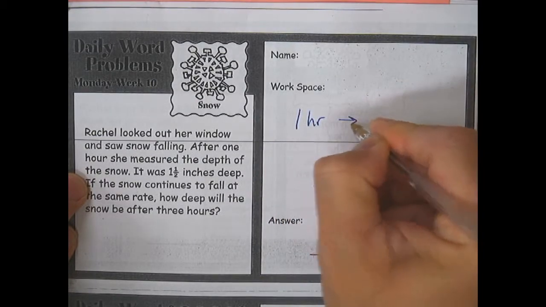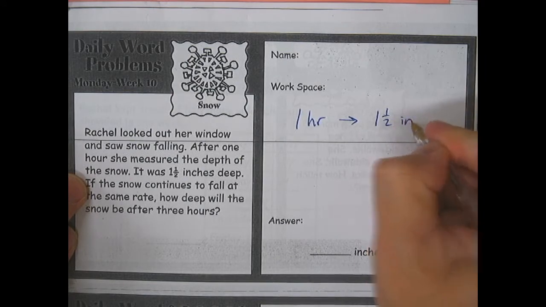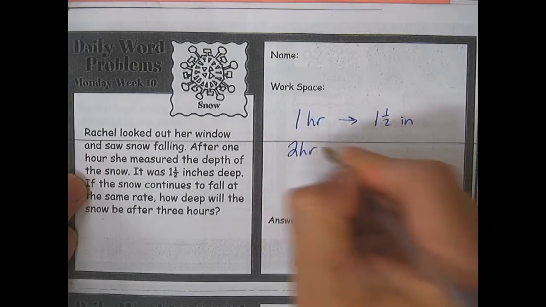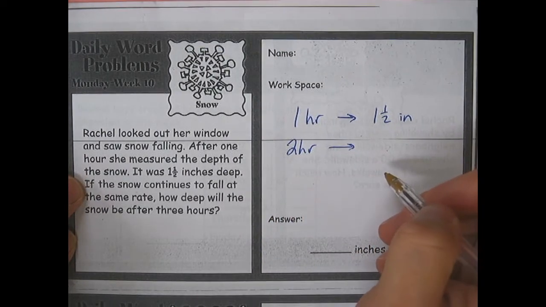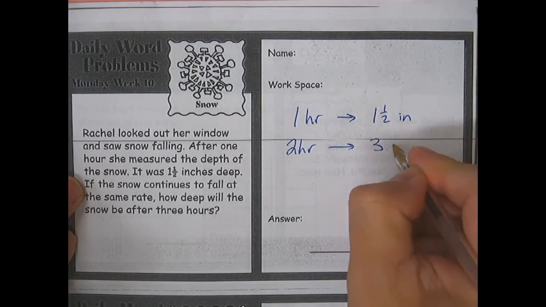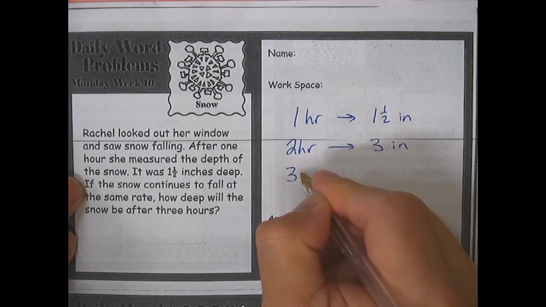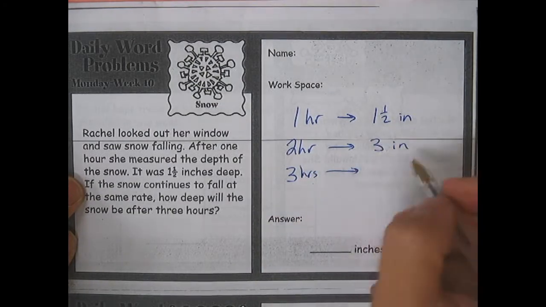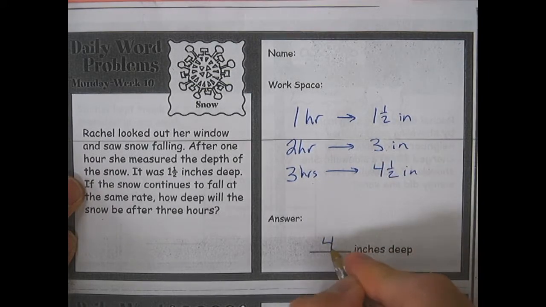And what did we get? We got 1.5 inches. If it fell at that same rate in 2 hours, we would add 1.5 inches, which is going to give us 3 inches at the end of 3 hours. So hour 3, add another 1.5 inches, and we're going to get 4.5 inches.